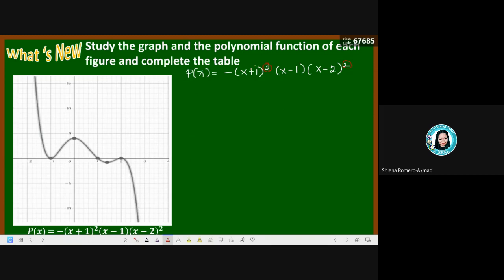Okay, ibig sabihin nito, kapag nag-expand yan, meron tayo dyang x squared. Dito meron tayong x. And dito meron tayong x squared. So, kapag multiply natin yan, we'll have x raised to 5. And since may negative sign tayo dito, this will be negative. Okay? So, mamaya na natin i-identify yung mga x and y-intercept nito. Let us first focus sa LC, sa degree, and sa end behavior.